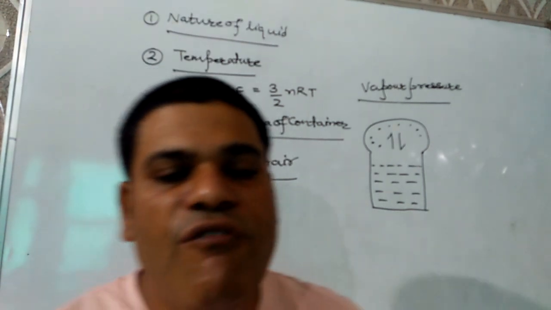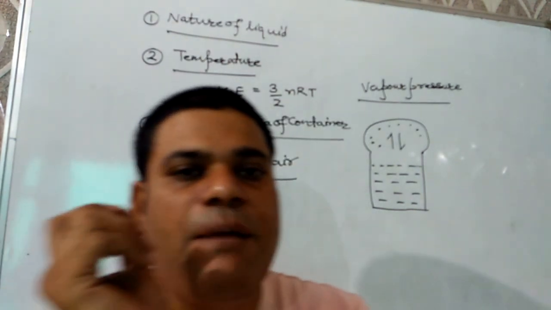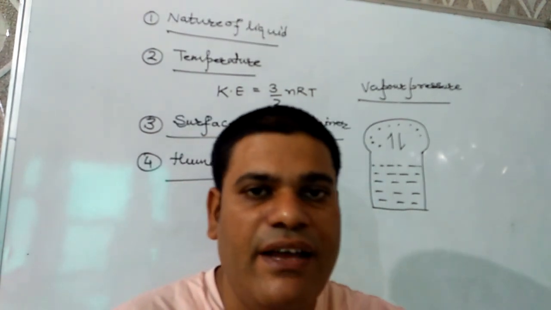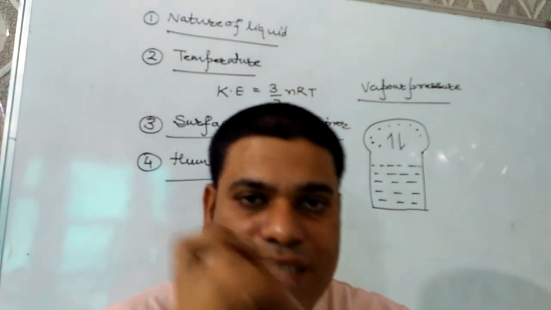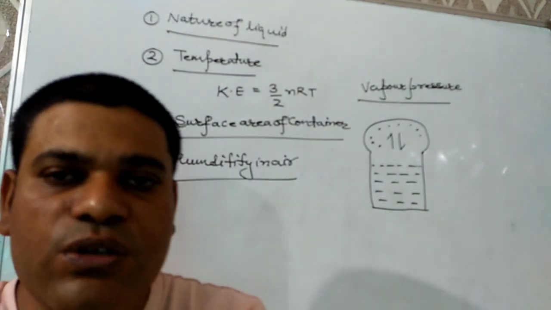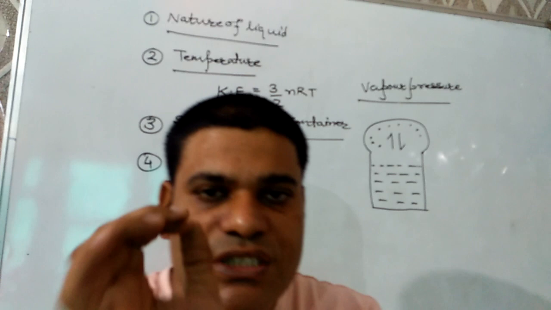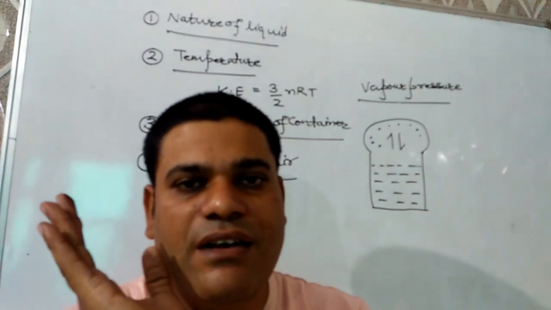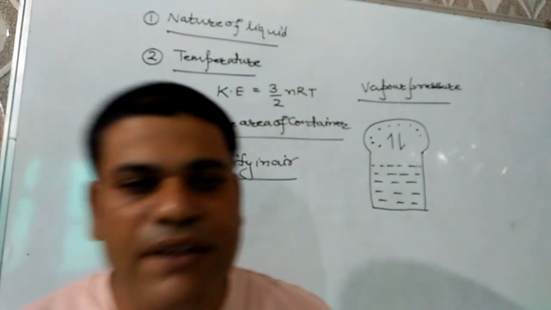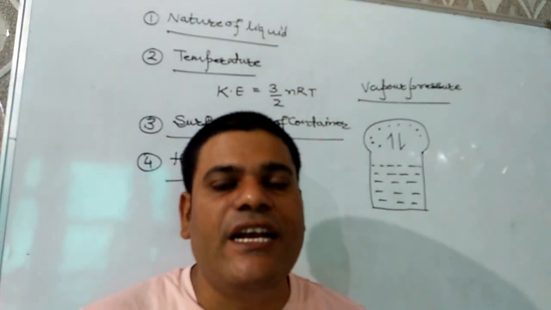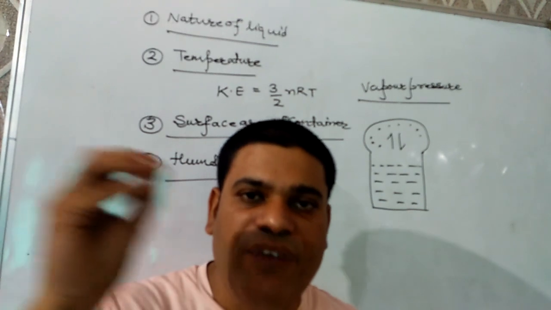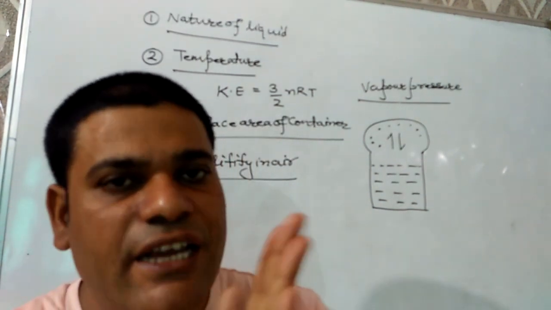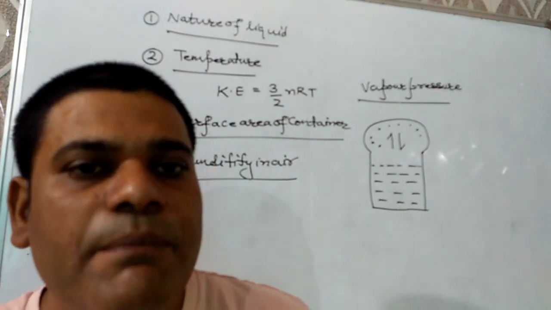I am repeating, vapor pressure may be defined as the pressure exerted by the vapors on the surface of a liquid in a closed container, which is in equilibrium with them. That is known as vapor pressure.